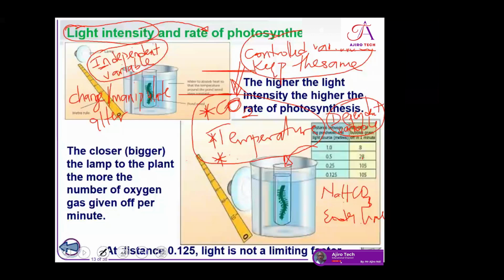We changed the position of the light. The distance of the light, that's the light intensity. So that value, that factor that we alter, that we change, is the light intensity. So that becomes our independent variable. Now, the dependent variable is usually our result, what we measure as result, what we measure as outcome. That becomes the dependent variable.